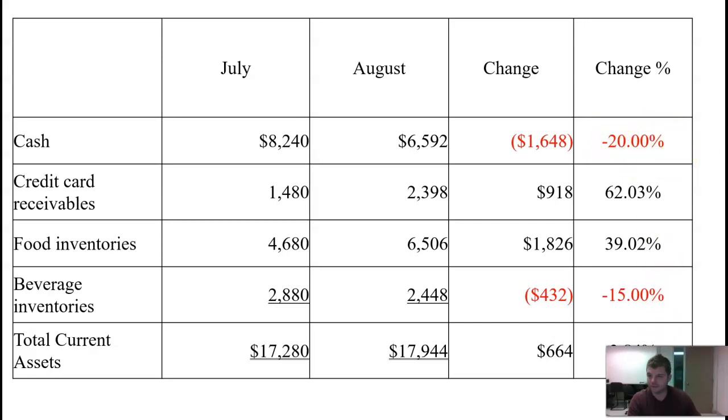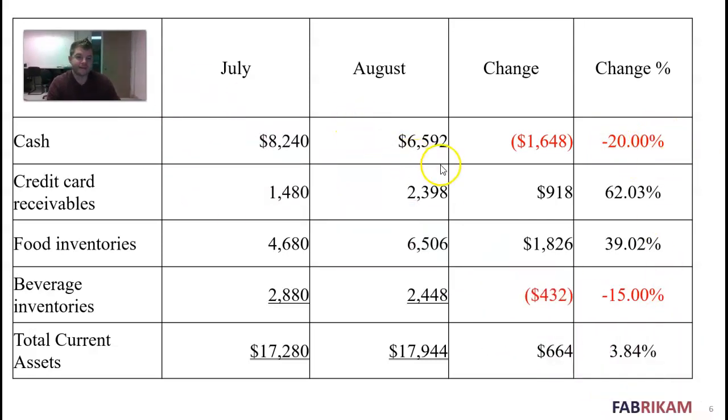Here we go. And then same thing with credit card receivables. There was an increase of $918, which is a 62% increase from July to August. So we're looking at trends, we're looking at growth. These are the things that we want to do. So we have a bunch of different amounts. And finally, at the end of the total current assets from July to August, we will see here that we were up $664, which is a 3.84% increase from July to August. So this is the total.